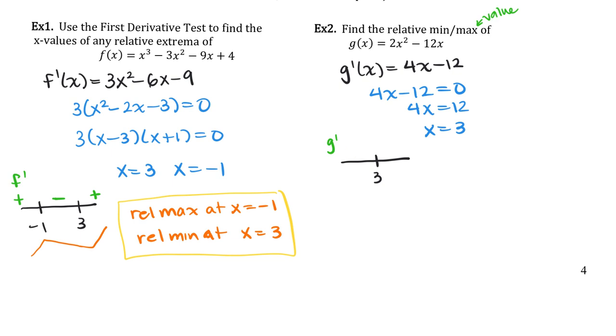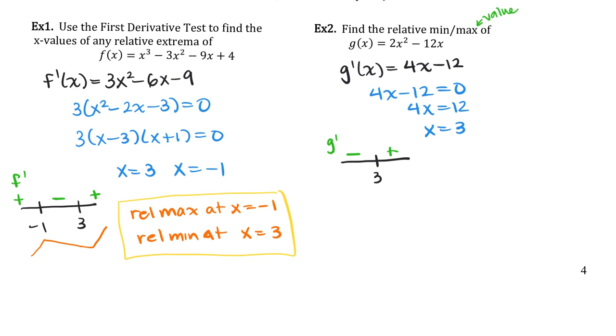So pick any number lower than 3. I'm going to use 0 because it's easy. And if I plug it in, 4 times 0 is 0, minus 12, this is negative. If I try a number higher than 3, how about 4? 4 times 4 is 16, minus 12 is positive. Okay, so this tells me that g prime is changing from negative to positive. So x equals 3 represents a relative minimum.